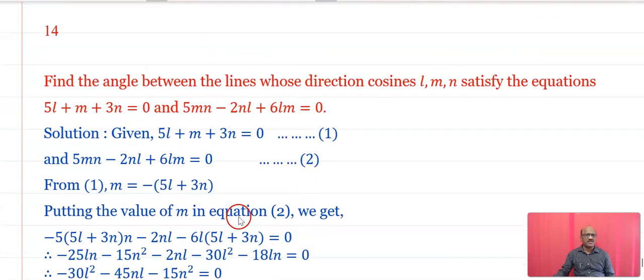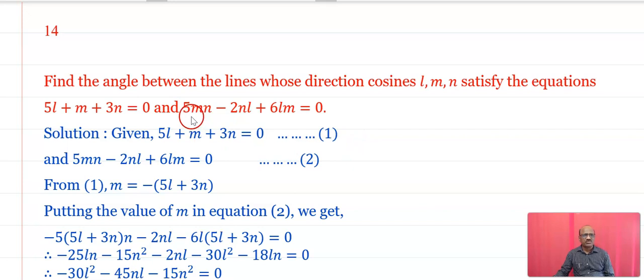Now the last problem. This problem was also in last year's textbook. Find the angle between the lines whose direction cosines l, m, n satisfy the equations 5l + m + 3n = 0 and 5mn - 2nl + 6lm = 0. Now this is the first equation: 5l + m + 3n = 0.